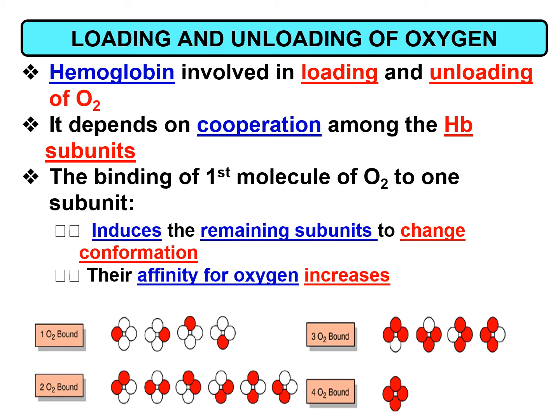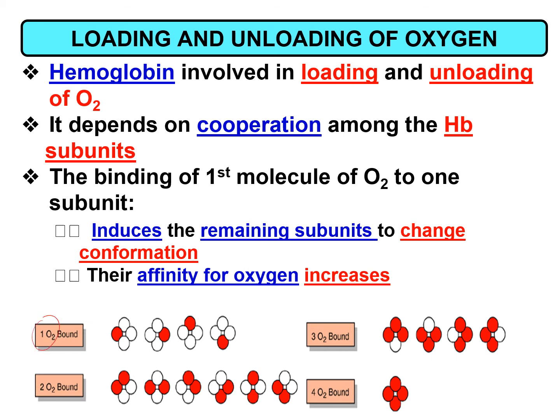Okay, loading and unloading of oxygen. Oxygen is only carried in the form of oxyhemoglobin by hemoglobin. So the hemoglobin is involved in loading and unloading of oxygen. It depends on the cooperation among the hemoglobin. So this is the cooperativity characteristic.